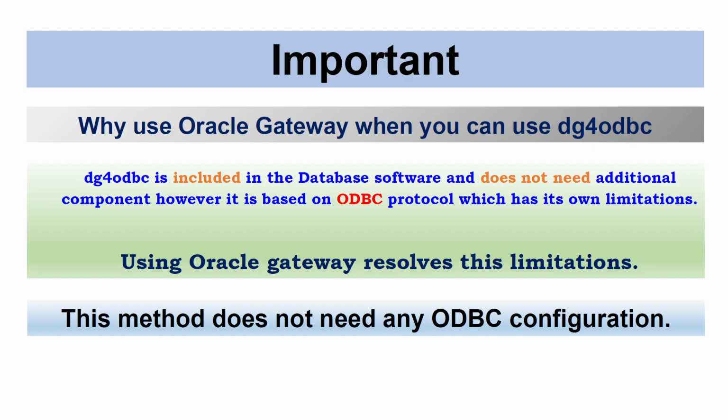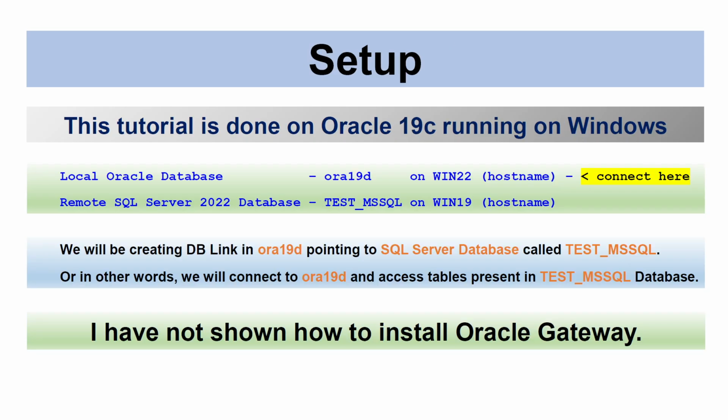Why use Oracle Gateway when you can use Database Link ODBC? ODBC is included in the database software and does not need additional components. However, it is based on ODBC protocol which has its own limitations. Using Oracle Gateway resolves this limitation. This method does not need any ODBC configuration and does not need any ODBC drivers.